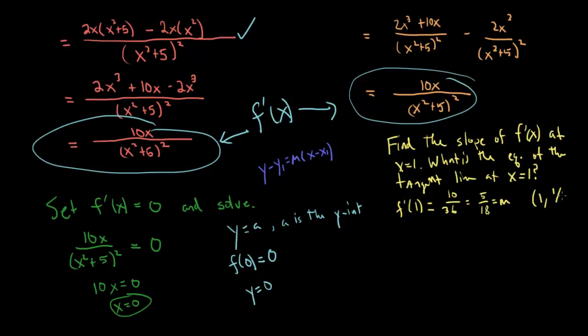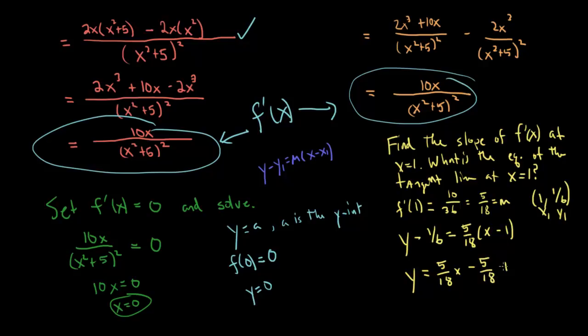So here is the point in question. There's x1 and there's y1. If I use the point slope form, I'll have y minus y1 equals m times x minus x1, like so. I'll just need to write this in slope-intercept form now. So y equals 5 over 18x minus 5 over 18 plus 1 over 6.